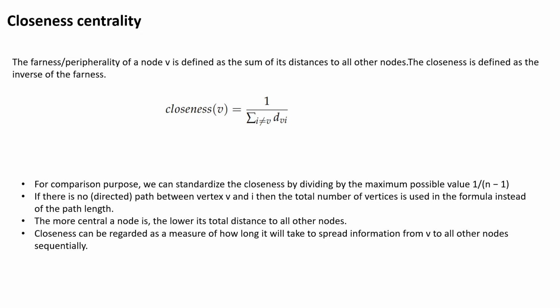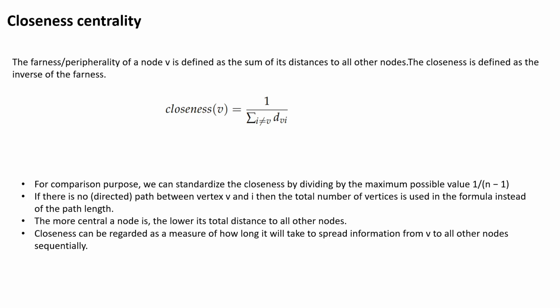Okay. So next comes the closeness centrality, or farness or peripherality, of a node. It is given by the sum of its distances to all other nodes, basically. So it is basically 1 divided by the summation of its distances to all other nodes except itself. Where i is not equal to v, you sum all the distances between that node and all other nodes, and you take a reciprocal. That gives you the closeness. If you do not take the reciprocal, it is basically the farness centrality.